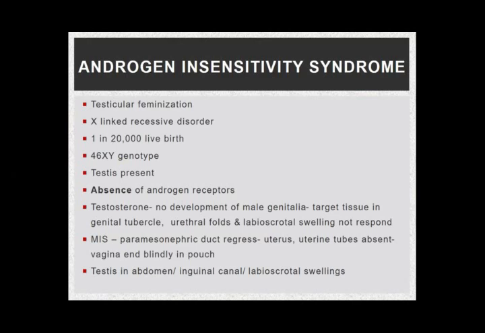अब Mullerian inhibiting substance जो है उसका level कम है, तो as a result अब paramesonephric duct जो है, वो sorry Mullerian inhibiting substance है, as a result ये paramesonephric duct is suppressed कर जाएगी, uterine tube absent है, vagina whatever little develops ends in a blind pouch. Testis in these conditions could be either in the abdomen or in the inguinal canal or in the labioscrotal swellings.